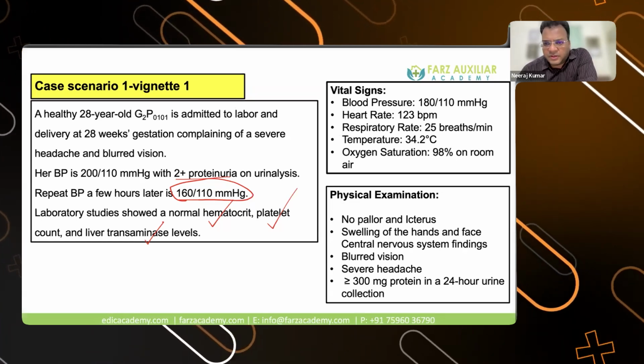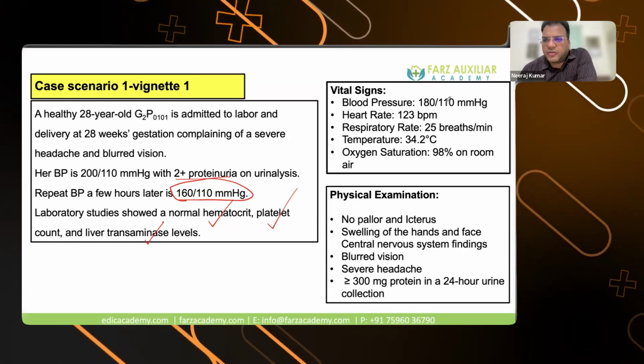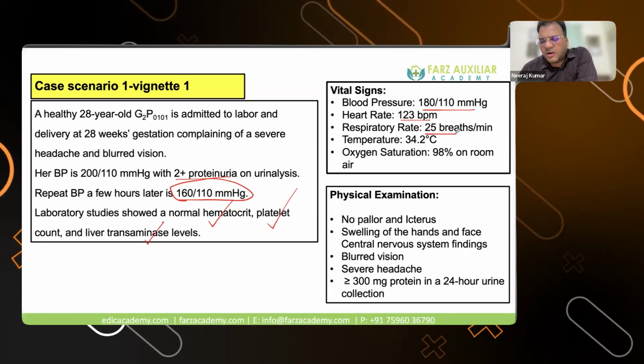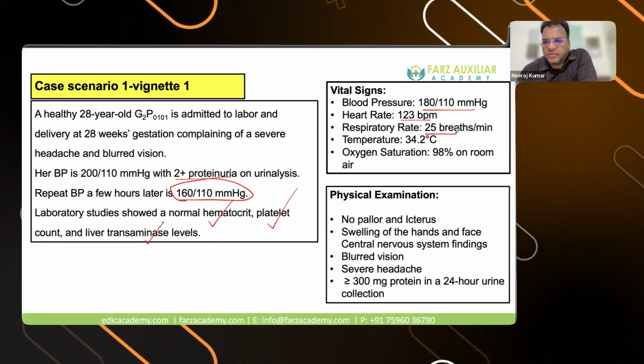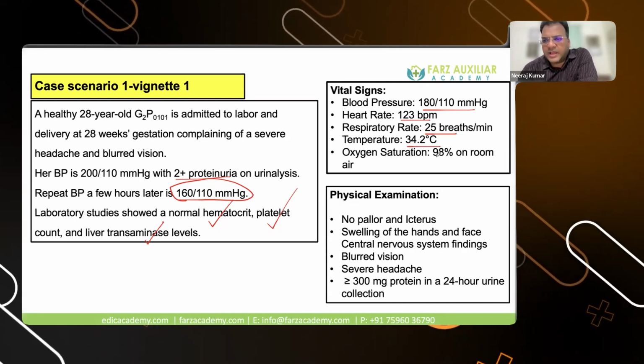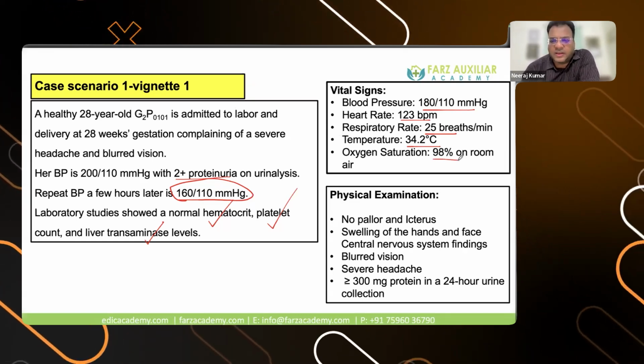On taking the vital signs, the blood pressure was 180 by 110. The heart rate was 123. The patient was not very tachypneic, it was only 25; she was taking 25 breaths per minute. The temperature was 34.2 and she was maintaining a good oxygen saturation of 98.